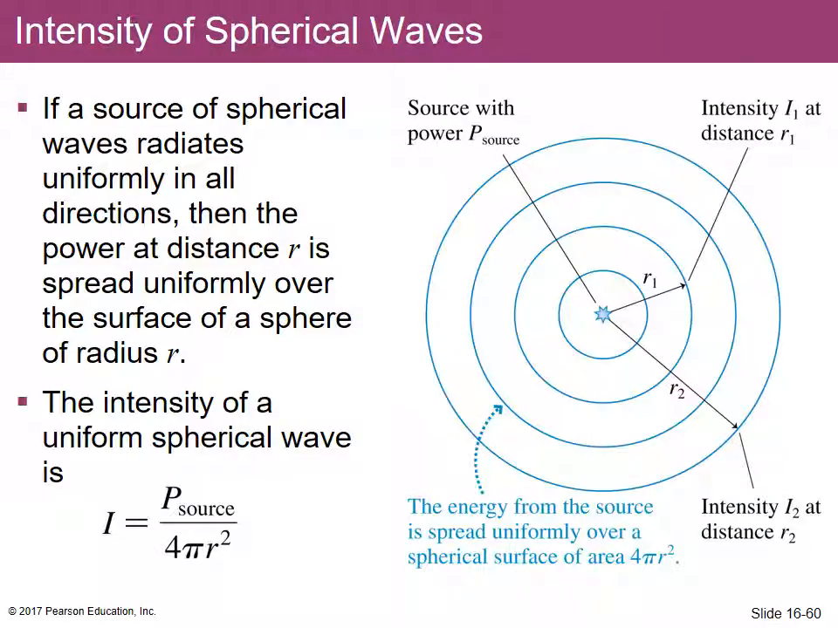If a source of spherical waves radiates uniformly in all directions, then the power at a distance r is spread uniformly over the surface of the sphere of radius r. The surface area of a sphere is 4 pi r squared, so the intensity is the power divided by 4 pi r squared. This is a 1 over r squared law. The intensity decreases as 1 over r squared. We saw this in earlier chapters.